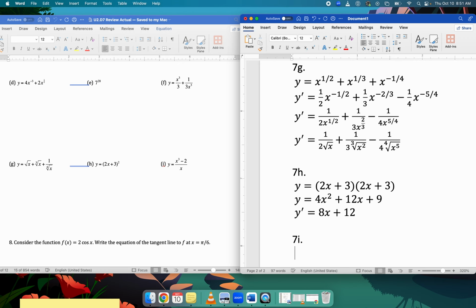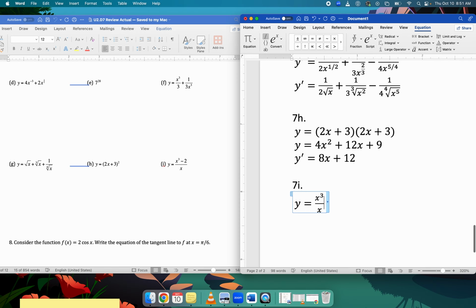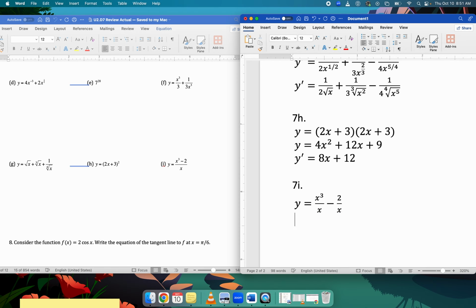7i. For that guy, you need to rewrite. You need to split that fraction. Do not take the derivative of the top and the bottom. It doesn't work that way. That's x cubed over x minus 2 over x. Right, so I split the fraction.